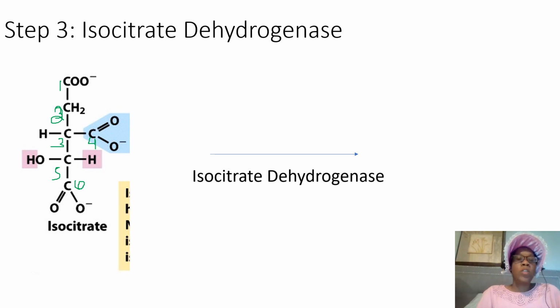All right, so we had citrate, and then we created isocitrate. Why did we do that? Because we want to make a substrate that is more susceptible to oxidation. So now we're going to do some oxidation. And how do we oxidize things? What enzymes catalyze those reactions? Dehydrogenases. So in step 3, we're utilizing isocitrate dehydrogenase.